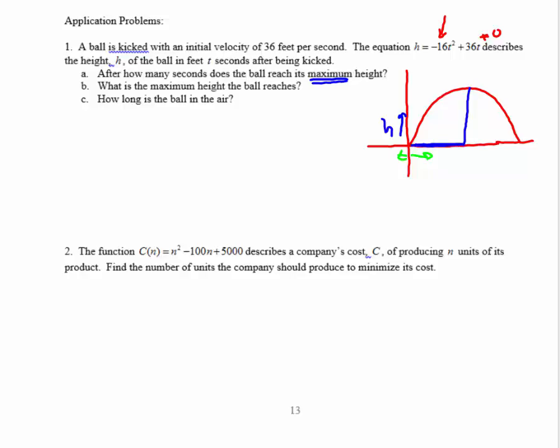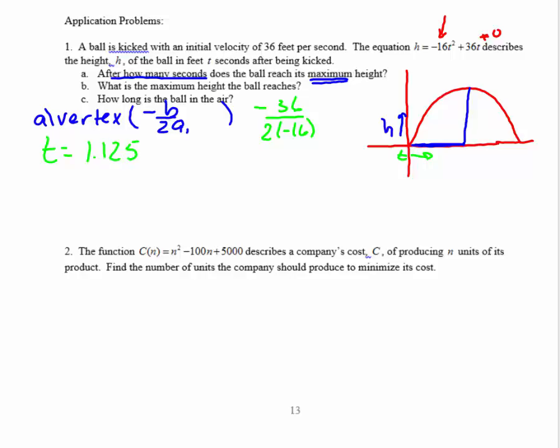So we're looking for this piece right here, and that's the x part of the vertex. So for part A, I do want to find the vertex, but just the x part. And how do we do that? Opposite of B over 2A. It said it wanted to know after how many seconds, so I just want the t. So opposite of B, so opposite of 36, so negative 36, all over 2 times A, and A is negative 16. So just the t part of the vertex is 1.125 when I plug that into my calculator. So it takes 1.125 seconds to reach the maximum height.